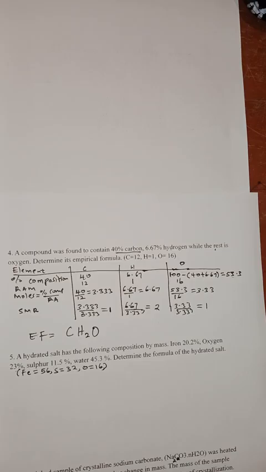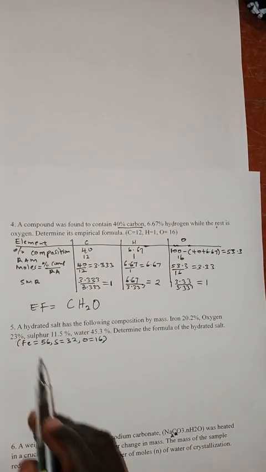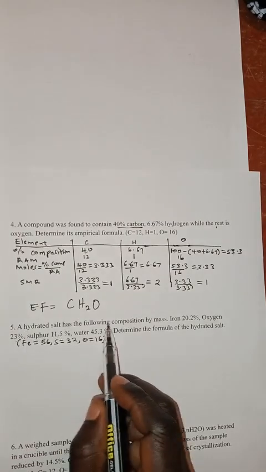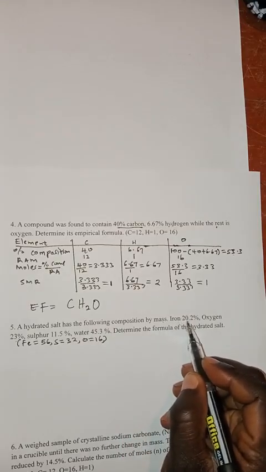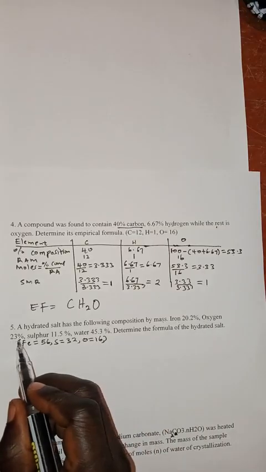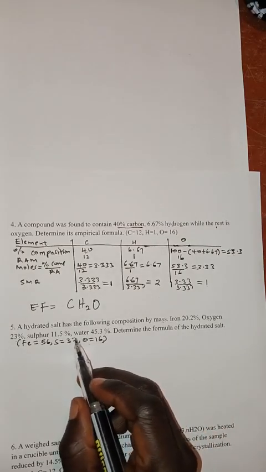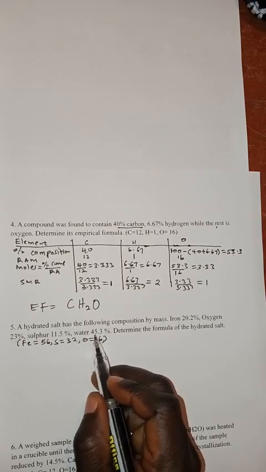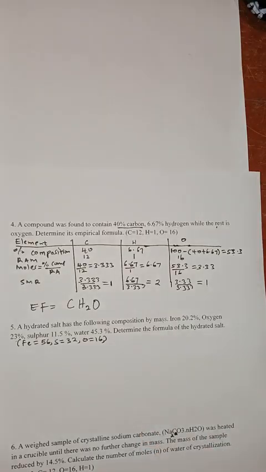Let me take you through a slightly different problem, because this one is involving elements and compounds. That is question 5. A hydrated salt has the following composition by mass. Iron is 20.2%, oxygen 23%, sulfur 11.5%, water 45.3%. Determine the formula of the hydrated salt.